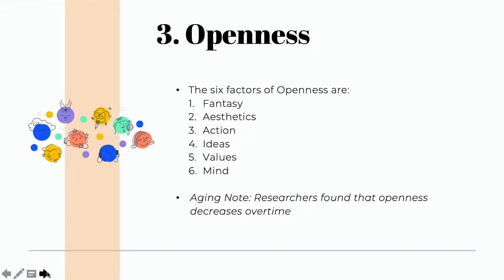Next on the big 5 is openness. So the 6 factors of openness are fantasy, which is the idea of how much do you think out of the box; aesthetics, your desire and appreciation for beauty; the action that you take; ideas, how open are you to ideas and other people's values; and your mindfulness. So how open-minded are you to opposing views or things that you haven't experienced before.